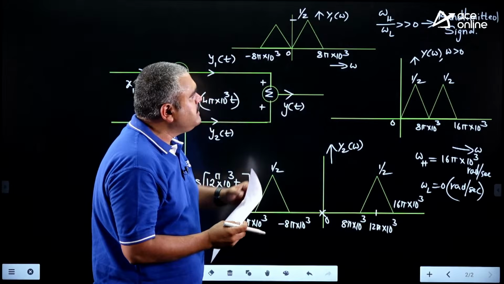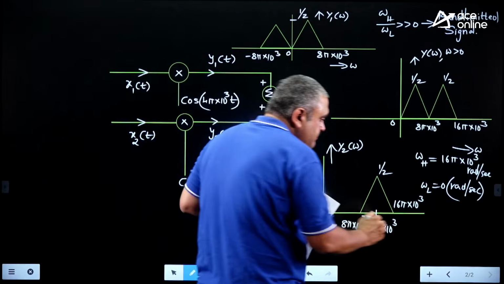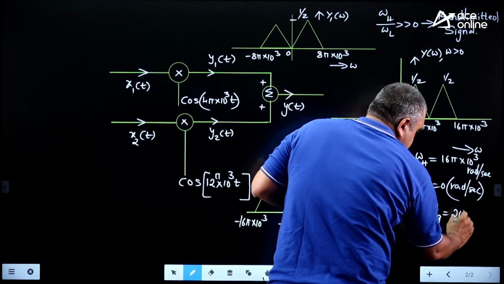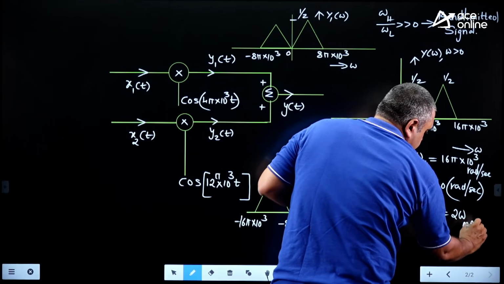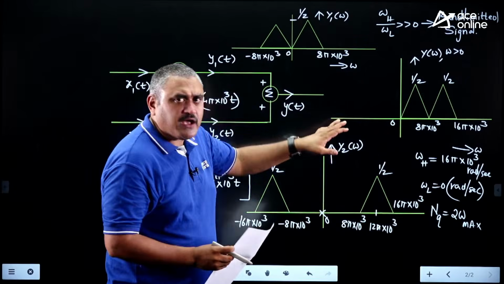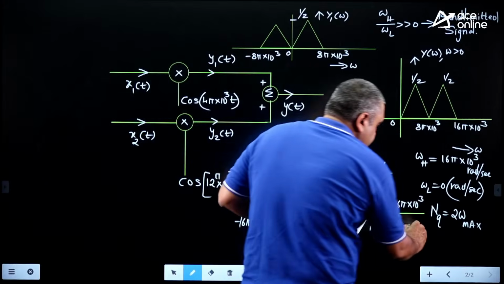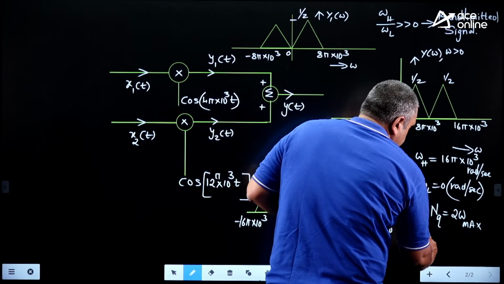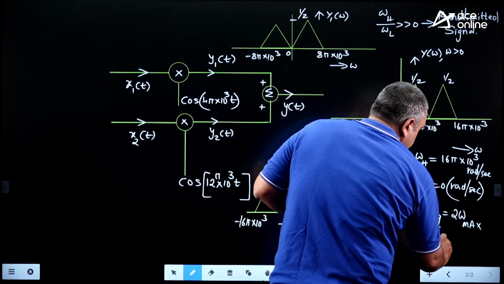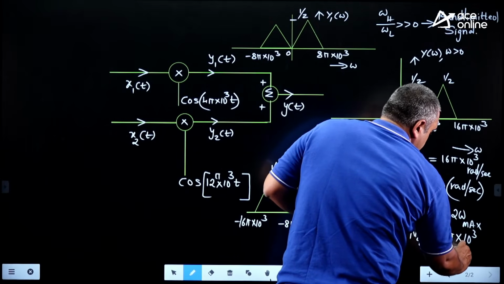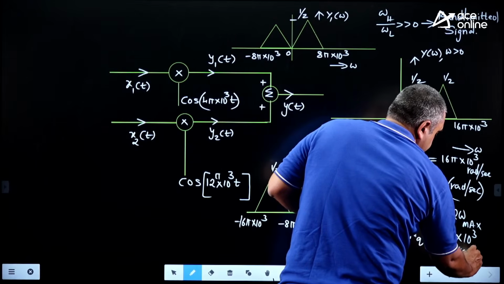So when you have a band limited signal, what is the Nyquist sampling frequency? It will be 2 into the maximum frequency of the given signal. Now your given signal is in omega plane, keep it in omega plane only, your options are given in omega plane. So what would be your answer? Your Nyquist sampling frequency or minimum sampling frequency would be 32 pi into 10 cube radians per second. That's all. This is your final answer.